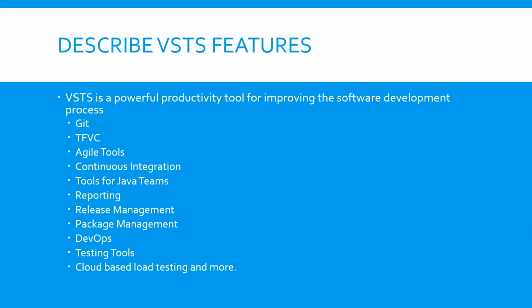The first one is we list down some of the features in VSTS: Git version control, TFS version control, agile tools, continuous integration, tools for Java and reporting, release management and package management, enabling DevOps and testing tools, cloud-based load testing, and more.